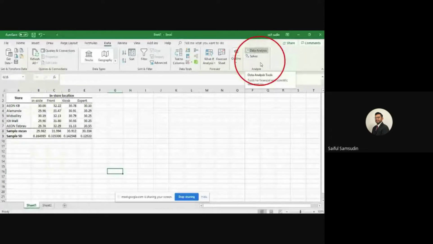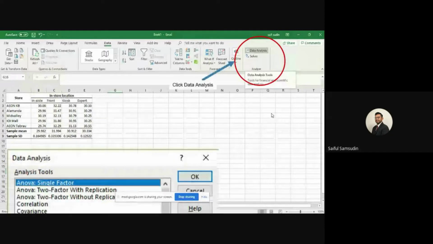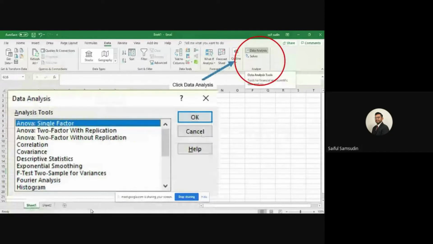Is it everyone gets this data analysis? Okay. Got it. Alhamdulillah. All right. So in data analysis, we have several analysis tools like ANOVA. You can use ANOVA two-factor with replication. You have a correlation here. Also, you can get the descriptive statistics. It's all in your Excel.